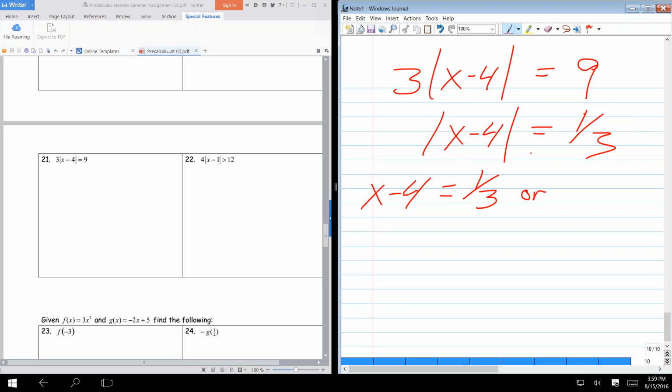Second part is what? X minus 4 equals negative 1/3. Yeah, now you have two very linear, very easy equations to solve.